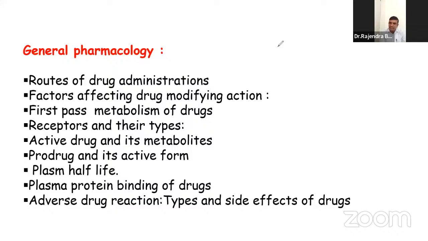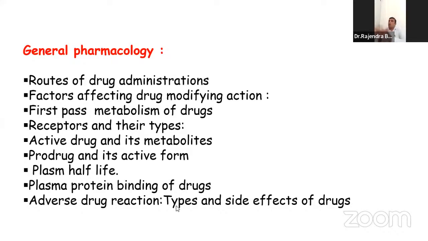First option is nifedipine. Why is nifedipine not used in this? First of all, nifedipine is a calcium channel blocker. Before going to the calcium channel blocker, what are the types of calcium channel? There are mainly four types: L, N, T, and P. L is long lasting, N is neuronal, T is transient, P is Purkinje fiber. These are the four types of calcium channel.